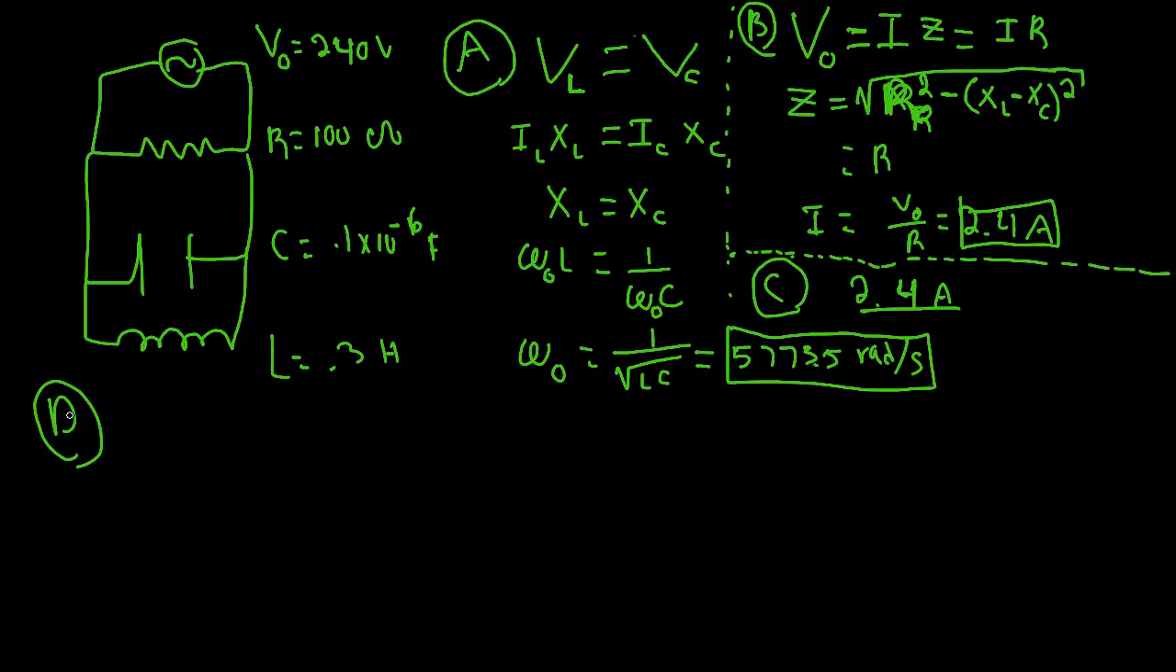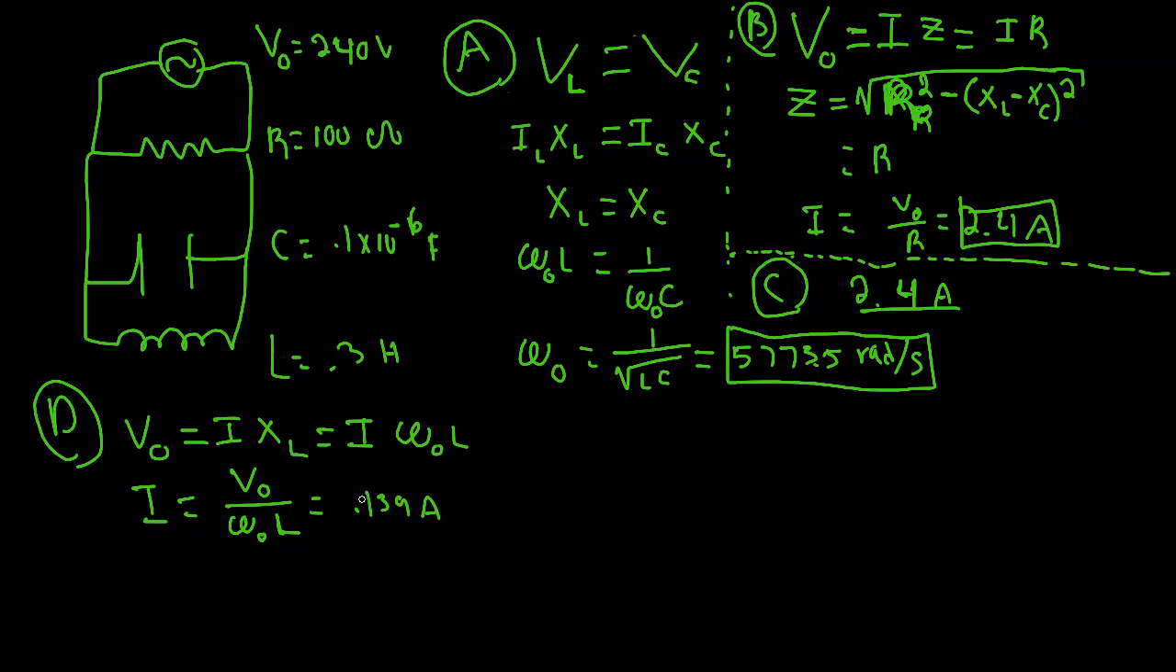And for part D, they ask us what is the maximum current in the inductor at resonance. And so similarly, since we're asking for a maximum current, we can do V equal to I times the reactance due to the inductor, because we're canceling out the sinusoidal function in order to find a maximum. And of course we know that's just equal to I times omega naught, because we're at resonance, times the inductance. So the maximum current is just going to be equal to the maximum voltage divided by the resonant angular frequency multiplied by the inductance. And since we have all those values, that value should come out to be 0.139 amperes.